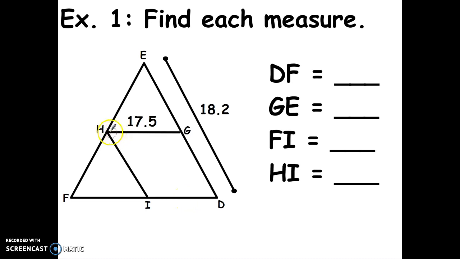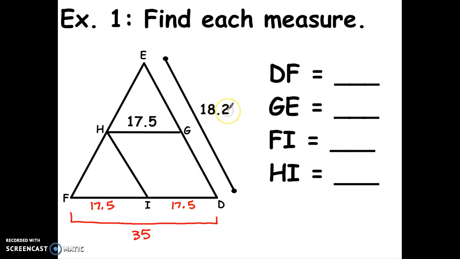So basically, if this midsegment is 17.5, then half of this segment is 17.5, and the other half is 17.5, meaning that the entire side is 17.5 plus 17.5, which is 35. Let's take a look at this third side here. Side ED is parallel to midsegment HI. So let's figure out what each half of this would be.